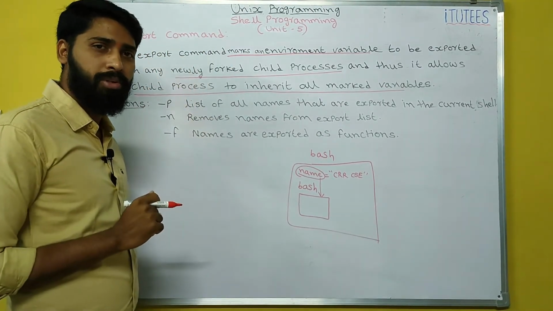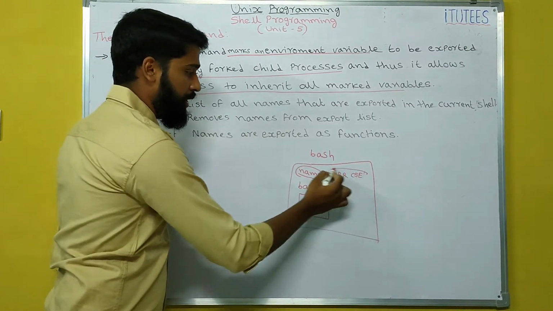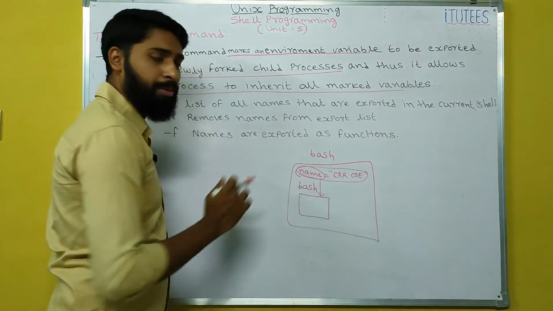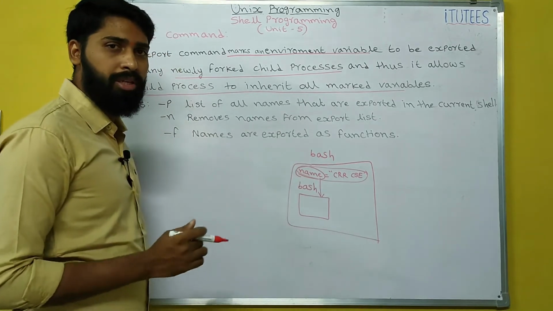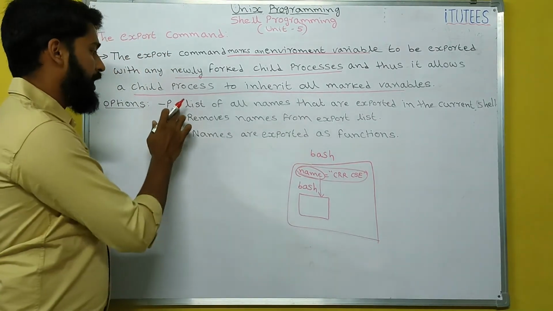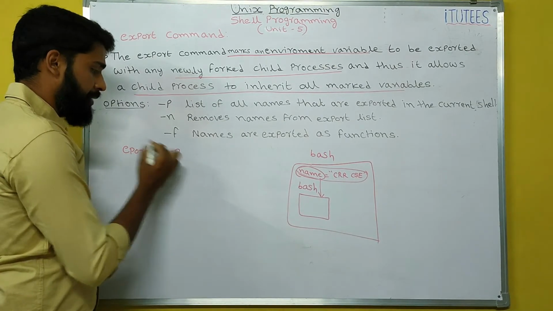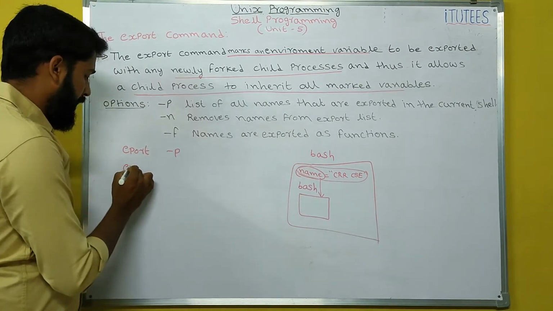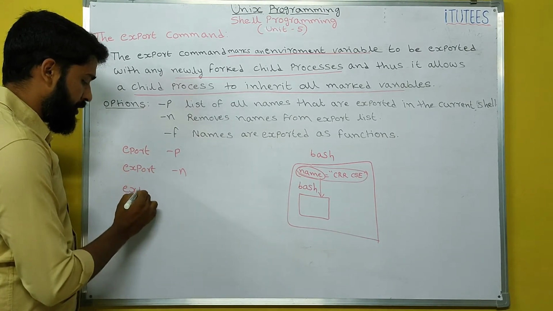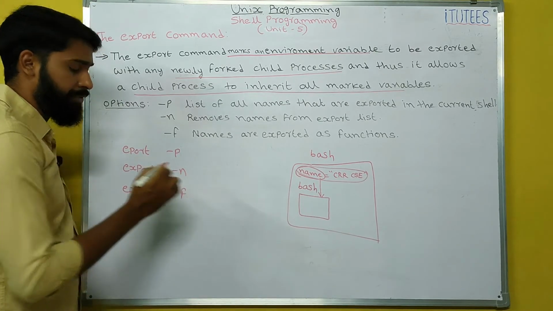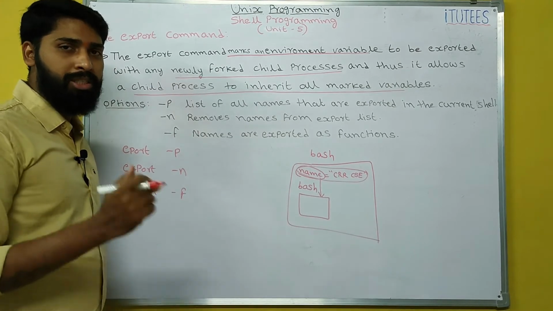What is the purpose of the export command? By using this export command, you can export the variables to the child processes. These processes can inherit the variables by using export. We have three options. One is export -p, another one is export -n, another one is export -f.